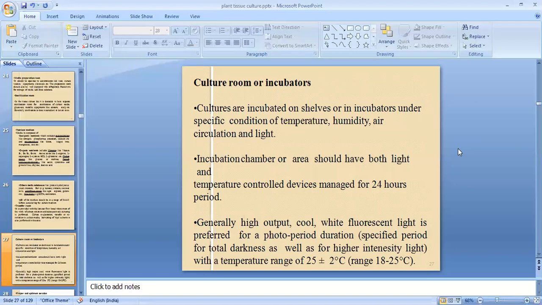Usually the light can be supplied by the fluorescent lights. That is, it should be white in color, and it should be cool, and it should have a high output. If it is specified that the culture should be kept in the darkness, it has to be kept without the light. And the temperature range we have to maintain is 25 degrees centigrade plus or minus 2 degrees centigrade.